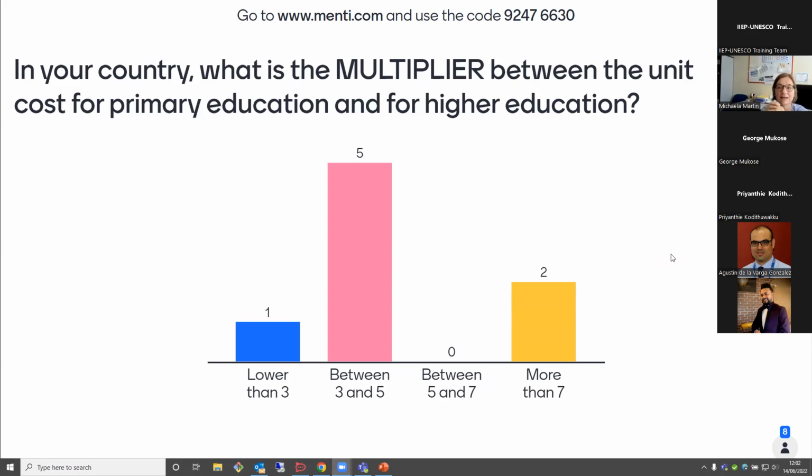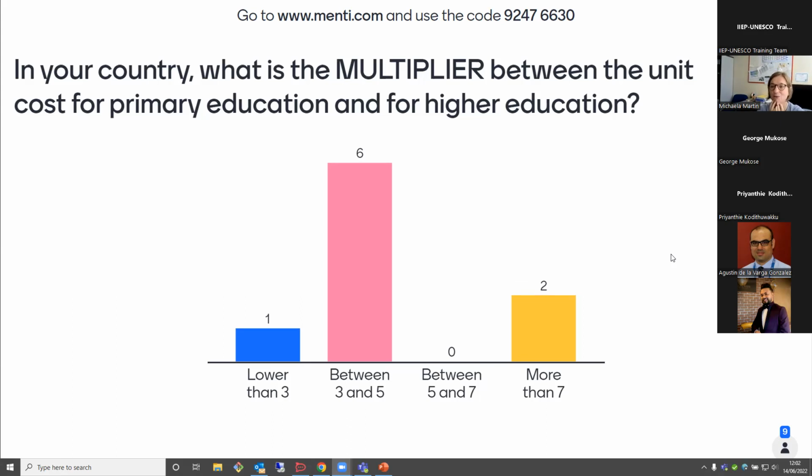So we can see that it's quite dispersed, what we see here. One says lower than 3, which I think is about a reasonable relationship between the cost of a student in primary and the cost of a student in tertiary. 5, even 6, 3 and 5, which I think is where we are coming to something which is not so reasonable, and more than 7 is really quite squeezed towards higher education.